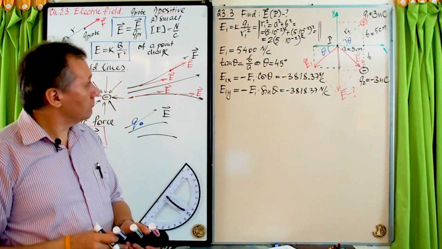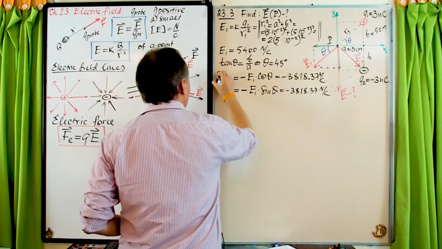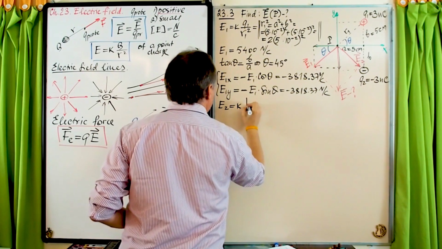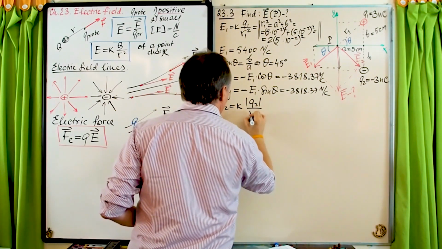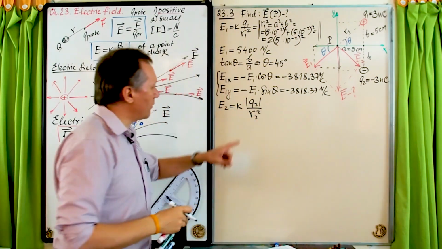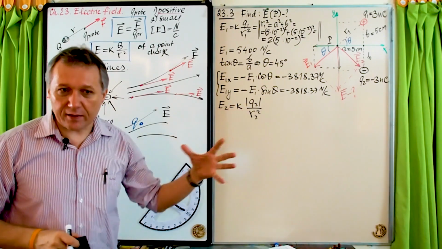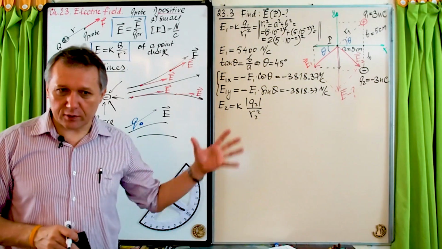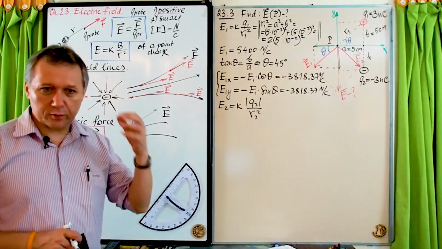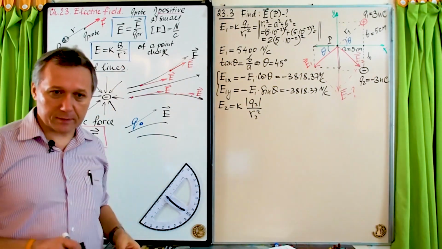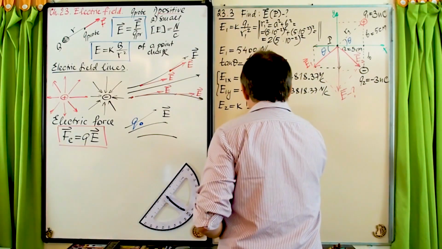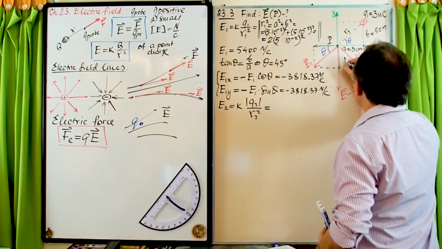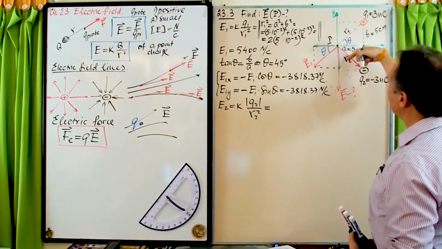Okay, now we're done with E1. Now exactly the same for E2. For strength, K Q2 over R2 squared. And you see now I put an absolute value because I'm finding the magnitude, right? Magnitude cannot be negative. So the sign of the charge will drop, right, all the time. Right, so now again, R2, it's this distance, right? So R2 will be equal to R1.